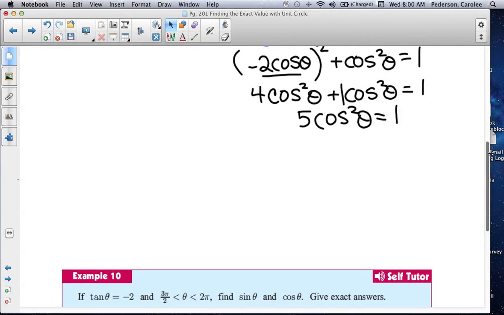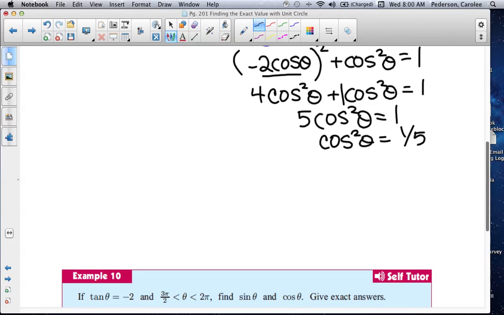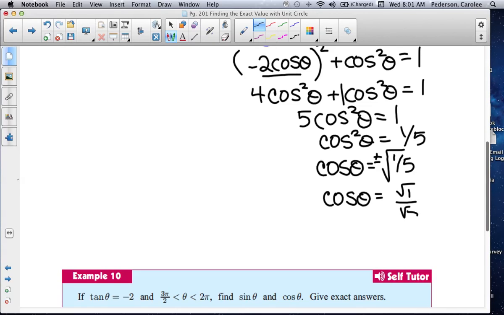We're going to continue undoing this equation, so we will divide both sides by 5. And then we want to undo the cosine squared, so we're going to square root both sides. We get a plus or minus. Then the cosine of theta is square root of 1 over the square root of 5, plus or minus, which is 1 over square root of 5. Have to rationalize it. So we get plus or minus the square root of 5 over 5.